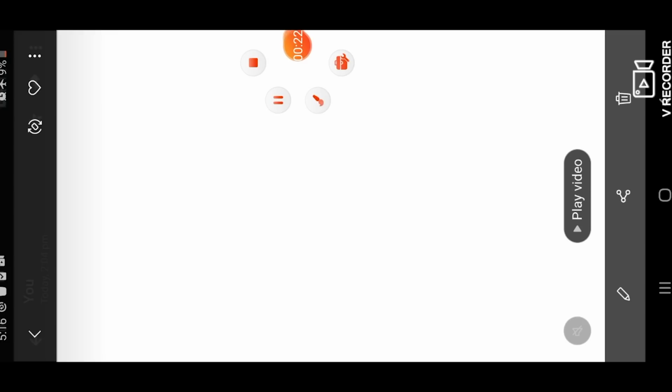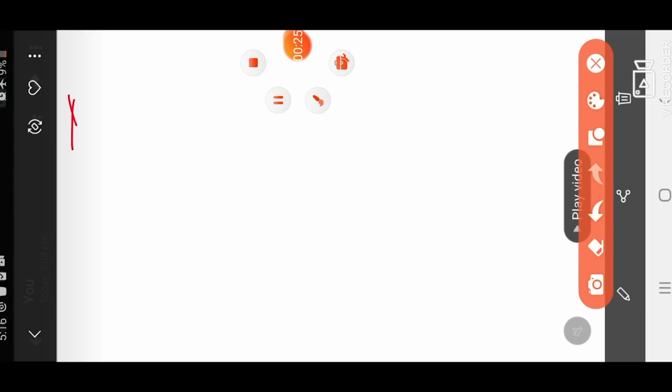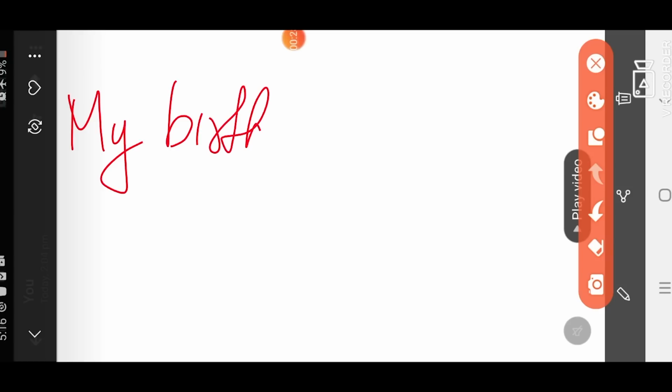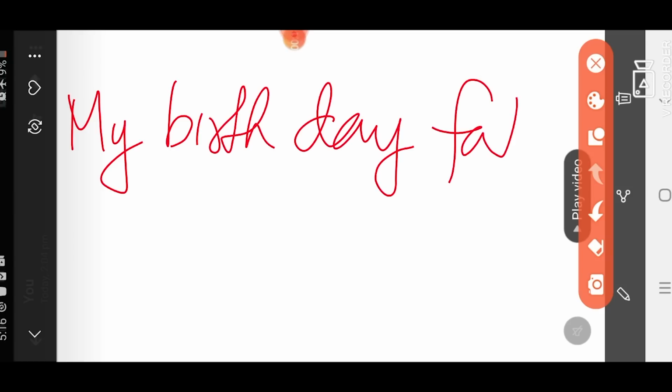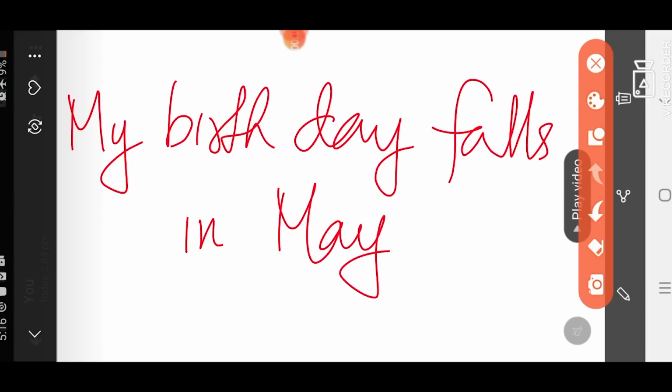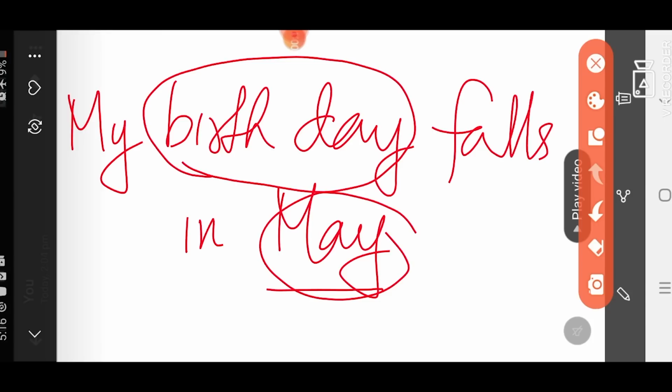Now let's see some examples. My birthday falls in May. When does my birthday fall? My birthday falls in May. May shows a month, that is the time. Now what is the linking word we used for that? Here the words are birthday and May. These two words are linked using the preposition in. The preposition in is used here. Then one more example.